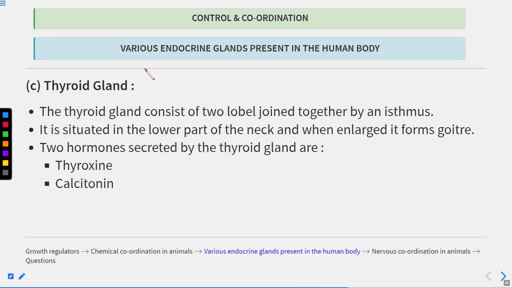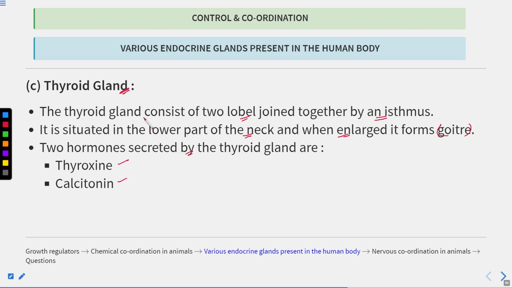Now, in the last lecture, we were talking about the thyroid gland. The thyroid gland consists of two lobes which are joined together by an isthmus. It is situated in the lower part of the neck, and when enlarged it forms the goiter. Goiter, I've told you, is a condition where the size of the thyroid gland is abnormal. Clear?